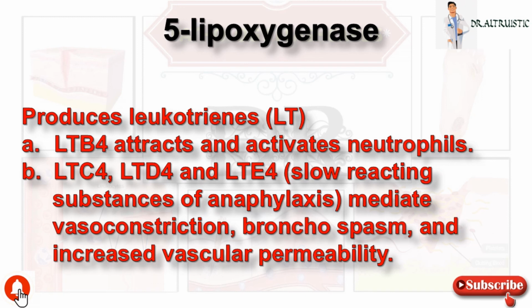5-lipoxygenase produces leukotrienes. LTB4 attracts and activates neutrophils. LTC4, LTD4 and LTE4, slow-reacting substances of anaphylaxis, mediate vasoconstriction, bronchospasm, and increased vascular permeability.